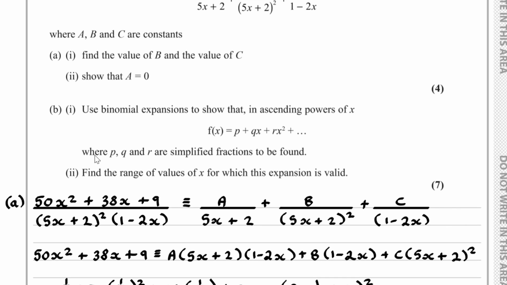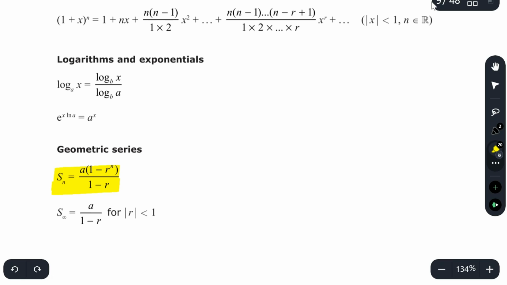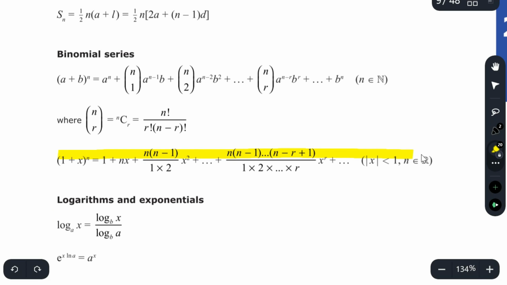Now, for the first part of part B, we have to use binomial expansions to show that in ascending powers of x, f of x is equal to p plus qx plus r x squared, etc., where p, q and r are simplified fractions to be found. Well, in the formula book, we need to use this version of the binomial expansion.